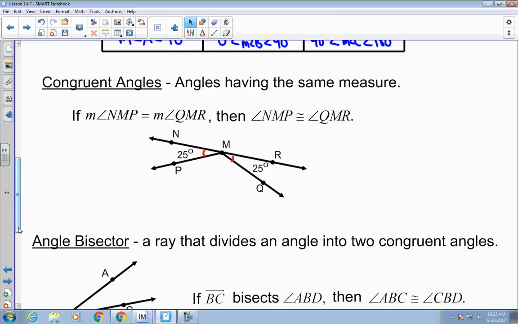You can have more than one congruent pair of angles. So, like, let's say these two angles are congruent, and these two. Just like with the line segments, you can use a single arc and a double arc. And that would say that the single arc ones are the same, and the double arc ones are the same.